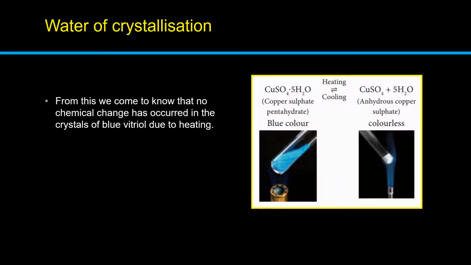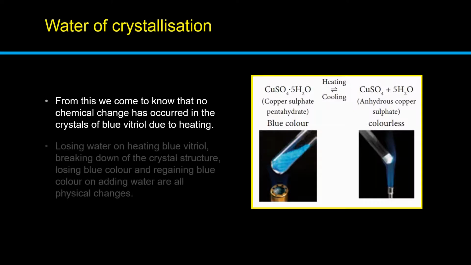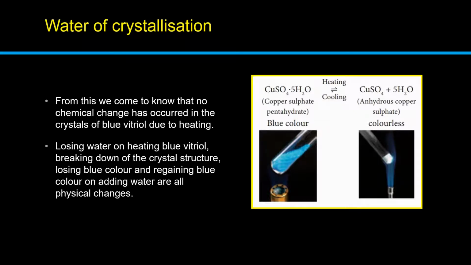From this, we come to know that no chemical change has occurred in the crystals of blue vitriol due to heating, isn't it? We got the color back. So the actions like losing of water on heating, breaking down of the crystal structure, losing the blue color and regaining the blue color, all are physical changes.